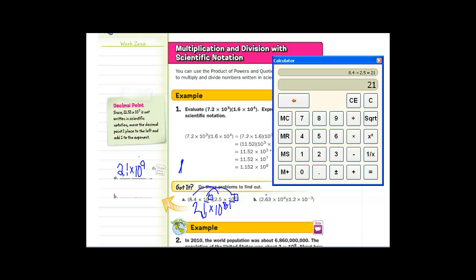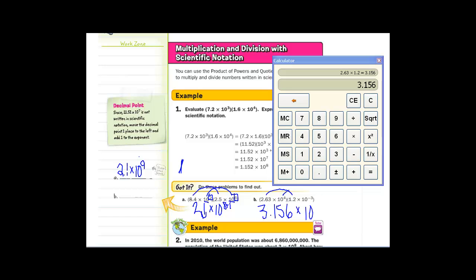All right, moving this up, we're going to go ahead and just try B here together. So on B, 2.63 times 1.2. I get 3.156. Oh, and glory be, look at that. It's already a number between 1 and 10. So we don't have to do anything to it. So this can stay just like it is.